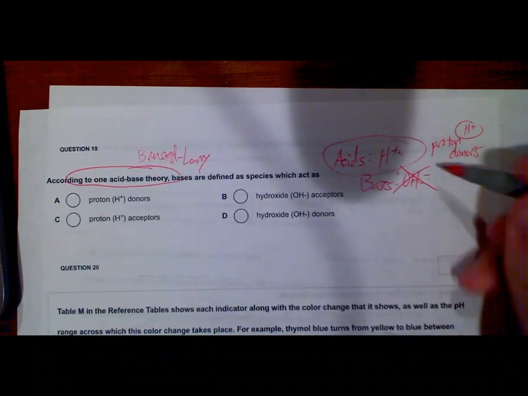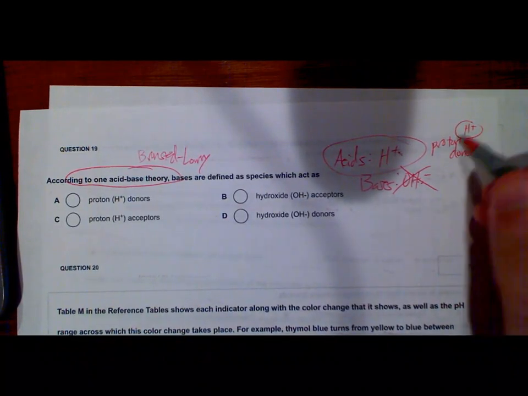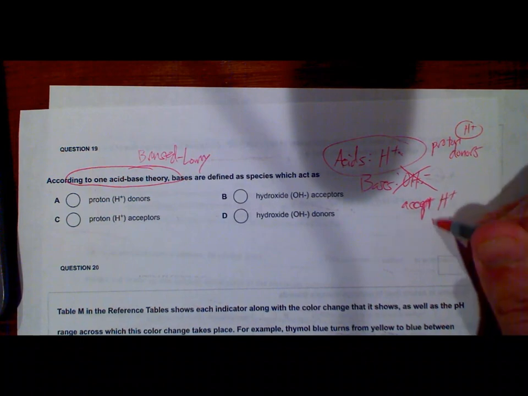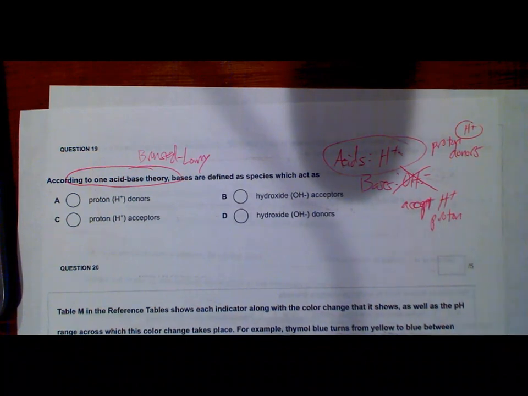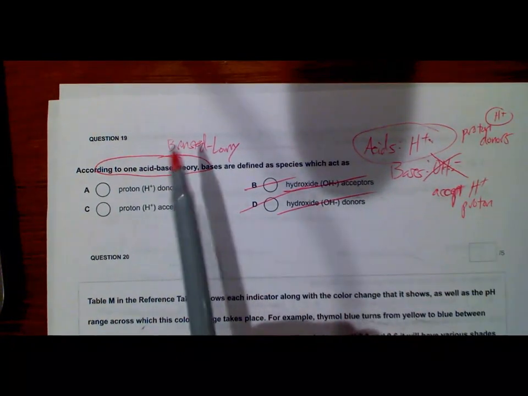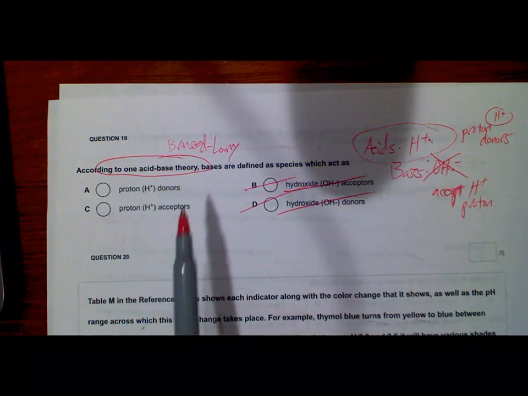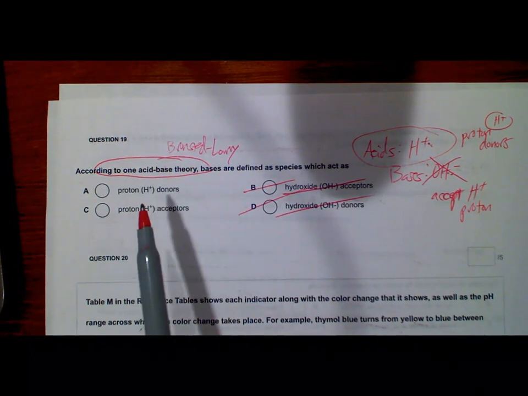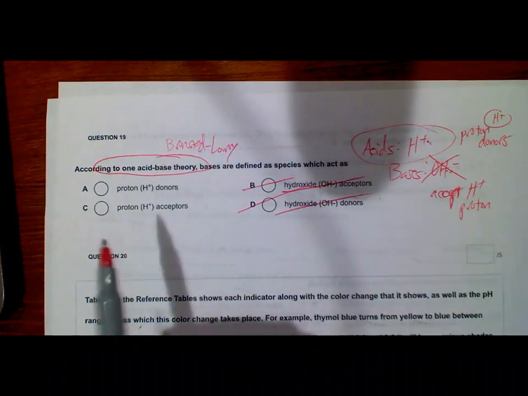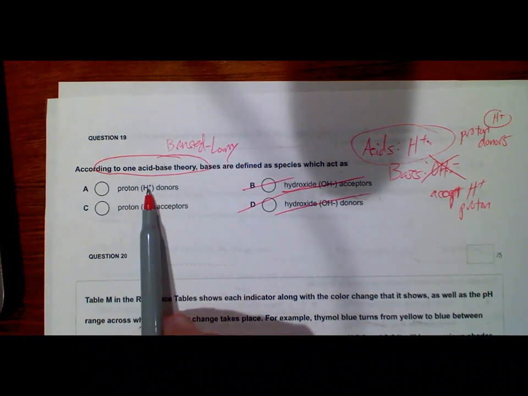Bronsted and Lowry referred to bases as things that do the opposite. They don't donate a proton, they accept a proton. They accept H plus, they accept a proton. So they said nothing about OH. So we're going to cross off anything with hydroxide. That's entirely Arrhenius' theory. Bronsted and Lowry, this one acid-base theory, talks only about H plus. If the question says H minus, get rid of that. That's not sensible. It's not OH minus. It's only H plus. So proton donors are the acids, proton acceptors are your bases.